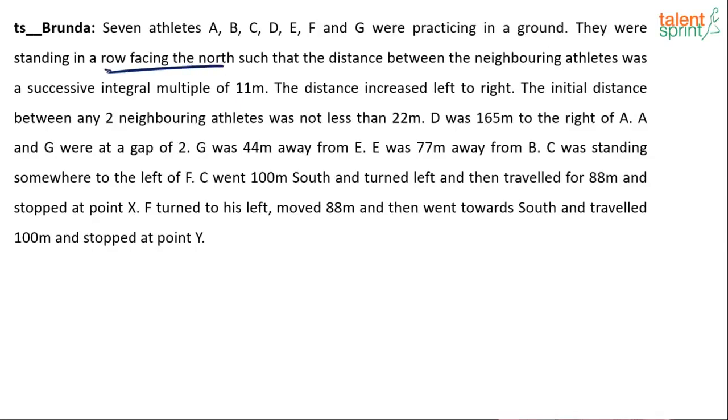Up to that it's all the same, the regular stuff. But then here comes the challenge: the distance between the neighboring athletes, the distance between adjacent athletes, was a successive integral multiple of 11. You know what multiples of 11 are, right? 22, 33, 44, 55, 66, 121, 143. All these are multiples of 11, right? 1100 is also a multiple of 11.